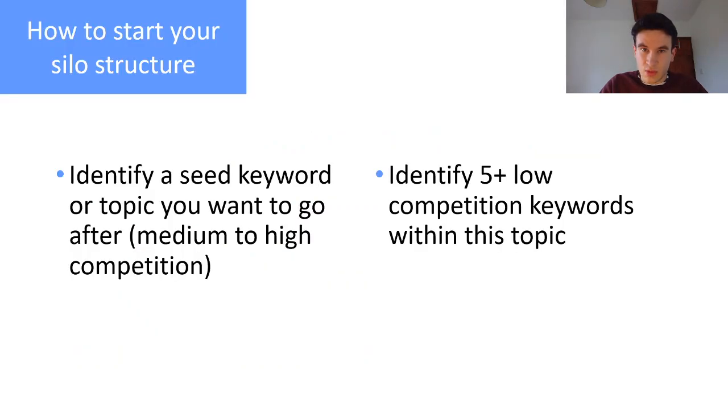And we'll talk about how to start your silo structure on your website now. The way I would start a silo structure on the site is, I think it all begins with your keyword research. At the start you identify a seed keyword or your main topic that you want to go with, and then you identify 5 or more low competition keywords within this topic as your subtopics, and these will form your stable posts, which will link back to your pillar post, your seed keyword, your main topic.